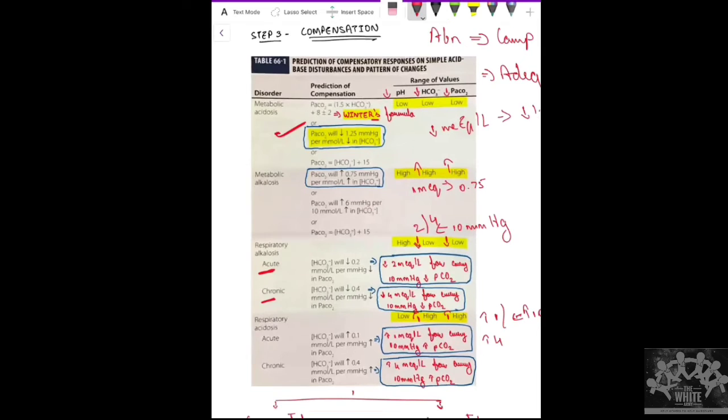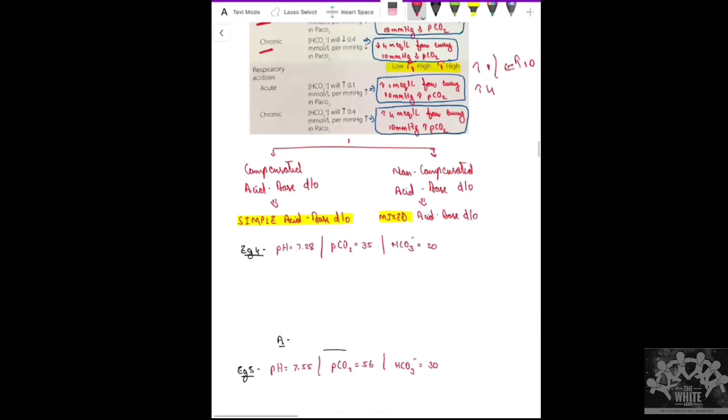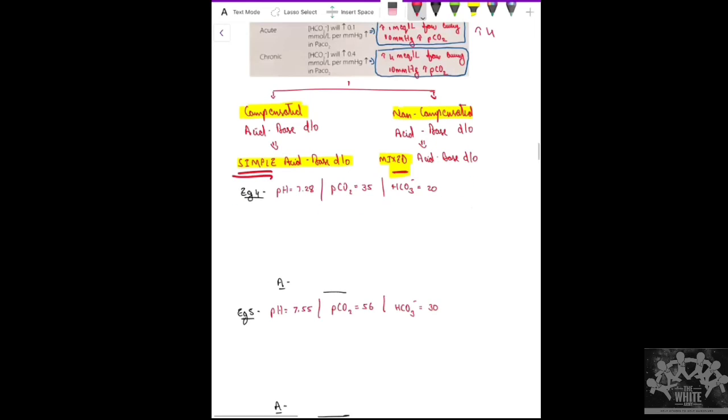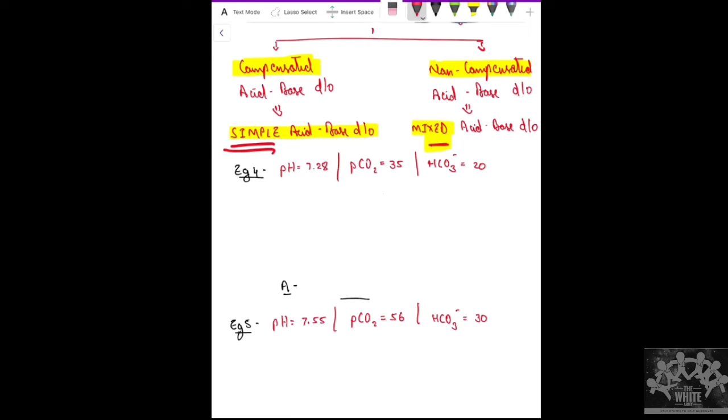Now let's move on. Depending on this, either of two things can happen. It can be compensated or it can be non-compensated. If it is non-compensated, then there is some other secondary disorder that is not letting the body compensate. So there will be one other disorder along with the primary disorder, and we get a mixed picture, a mixed acid-base disorder. If it is compensated, then it is called a simple acid-base disorder. Since the sums are not the same as previous times, we've changed the values, so you can't look at the previous ones.